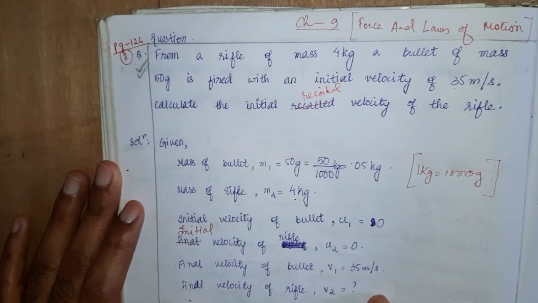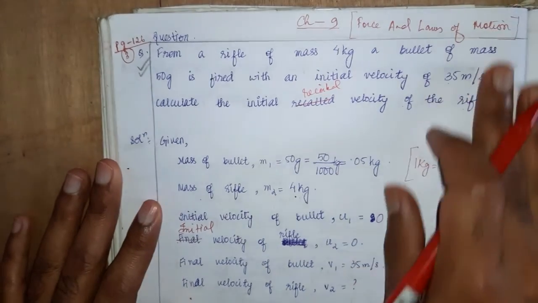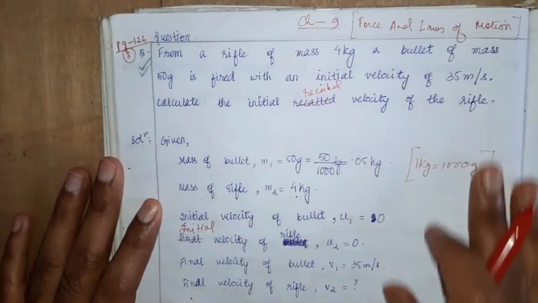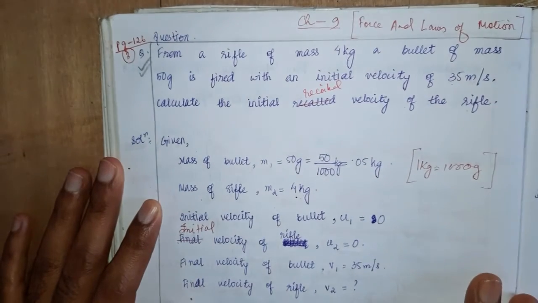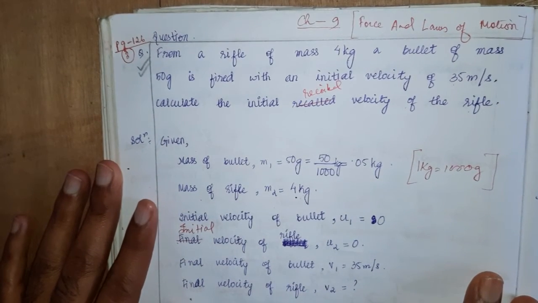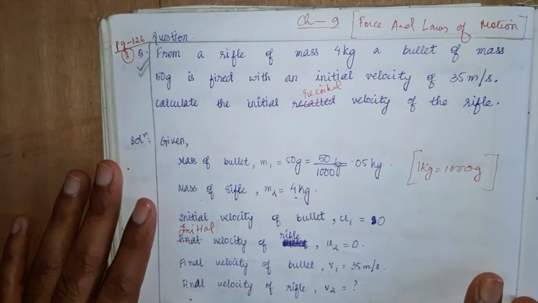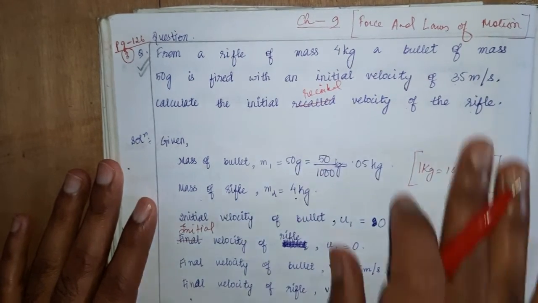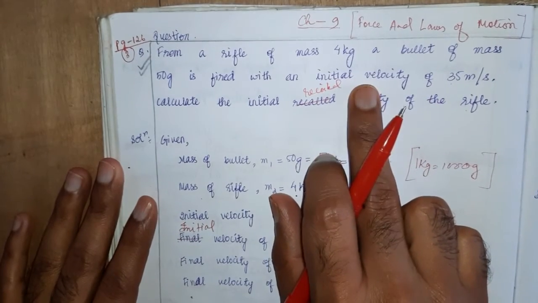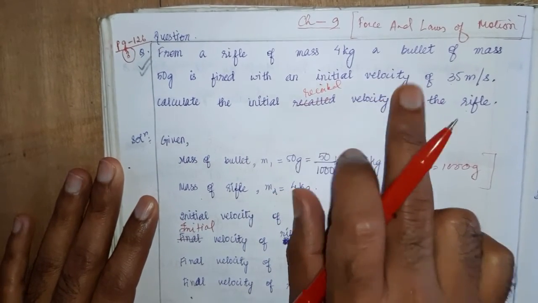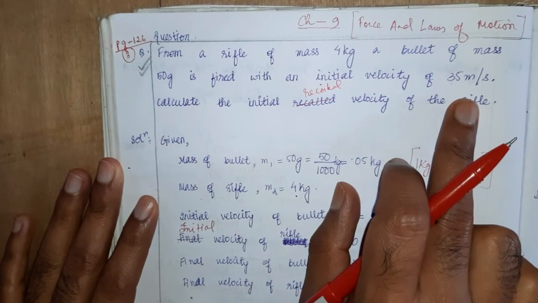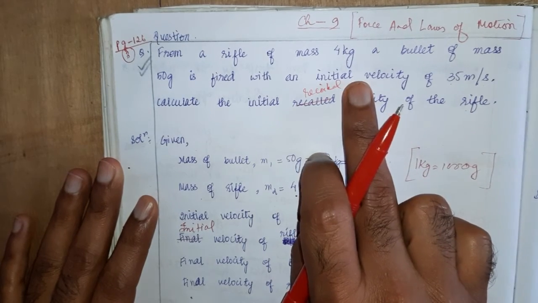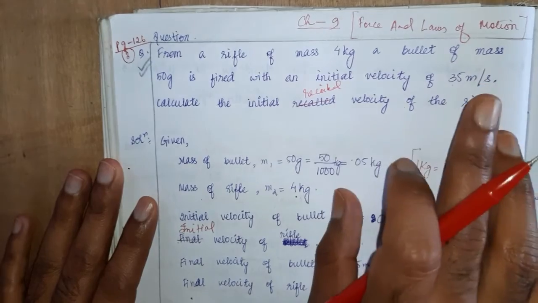Then velocity. Now here, we cannot simply write velocity. We have to mention whether initial velocity or final velocity. Now here it is written initial velocity of the bullet, but we will not consider this as an initial velocity of the bullet. We have to consider this as a final velocity of the bullet. Though the word is initial, we have to consider the final velocity of the bullet. How? Let us see.